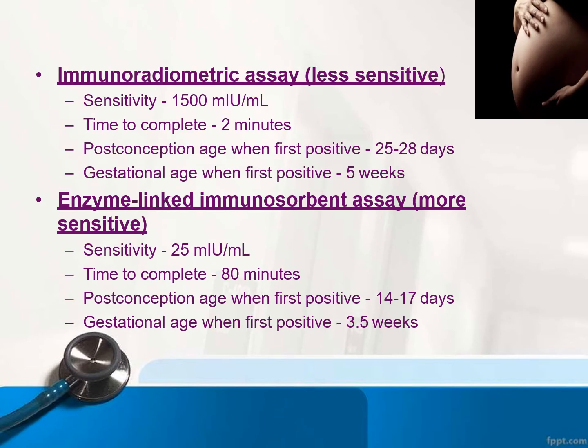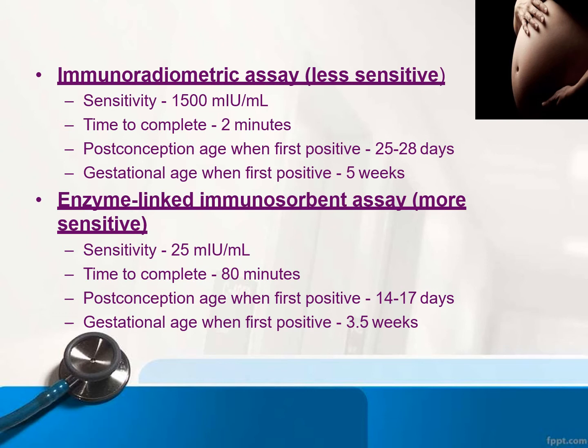And next is another immunoradiometric assay. It is less sensitive. It will identify only if 1500 milliunits per ml is present, and it will take around 2 hours for the test, and it will be positive between 25 to 28 days after the conception. And if you are considering the gestational age, it will be positive from 5 weeks onwards.